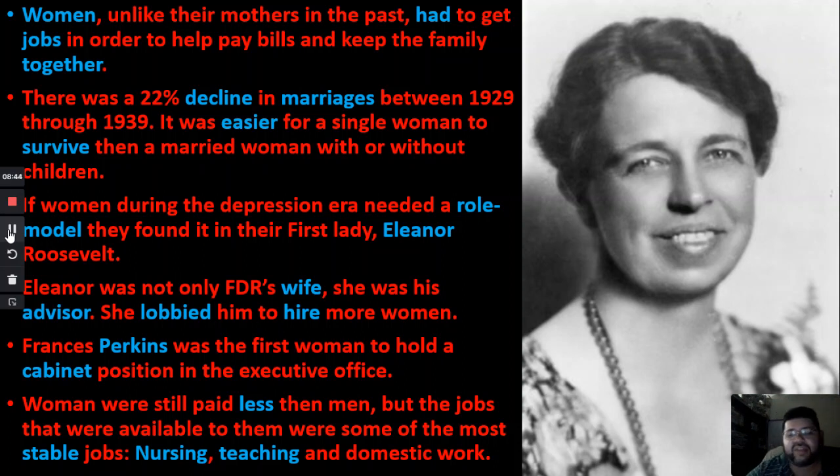Now, if there was any role model that women could look up to and say, you know what, I want to be like her, it was Eleanor Roosevelt, the first lady of the United States. I don't say this all too much about certain people in history, because I believe it's a term that should be reserved for certain people. And I'm going to say it for her. Eleanor Roosevelt was a total badass.